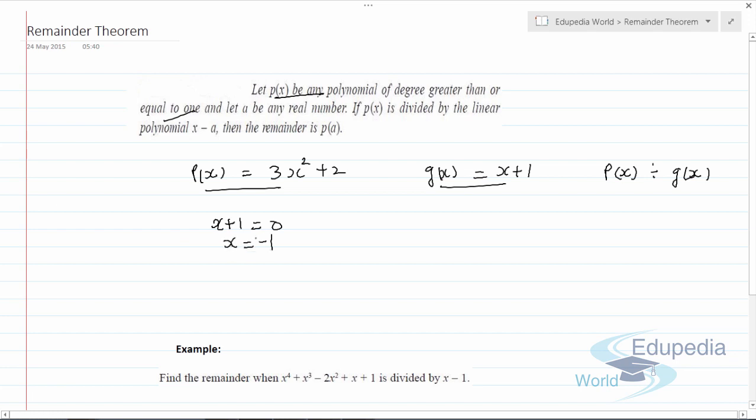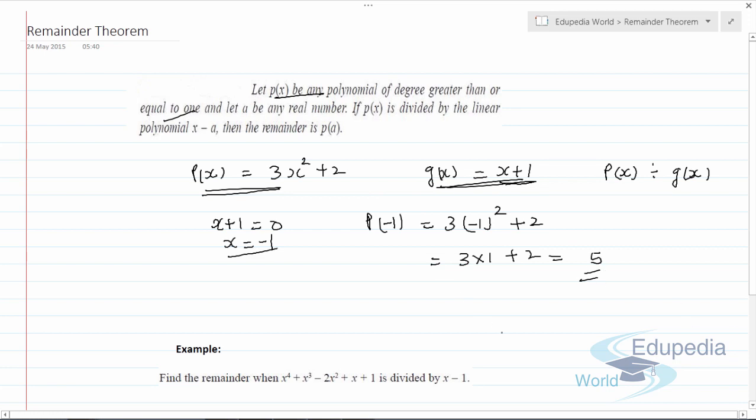So in simple terms, what we do is we equate this term to 0 and we get the value of x. Whatever value of x we get, we put it in p of x. This means we find the value of p at minus 1. So the answer we get is 5. This is the remainder of the division of p of x by g of x. It means when we divide p of x by g of x, we get remainder 5.